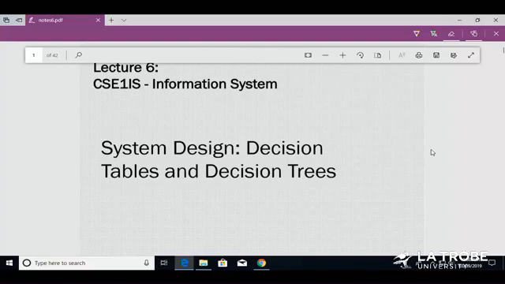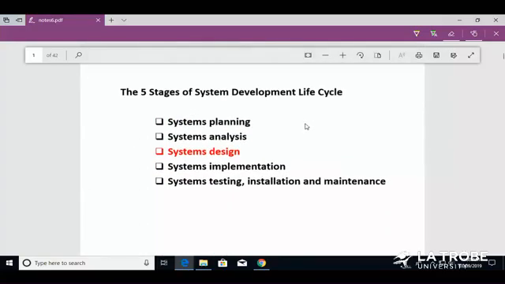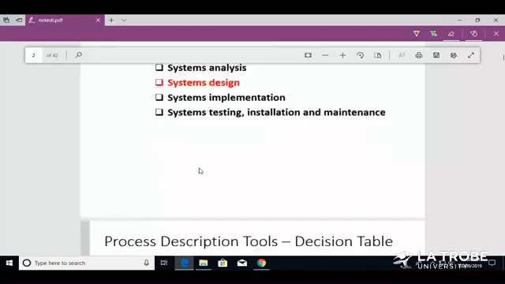So today we're going to talk mainly about the decision table and decision trees, and how we can use conditions and outcomes to represent the decision table. In terms of the system development life cycle, we are still in system design. If you remember, the data flow diagram was the stage of system analysis. The flow chart was system design as well.